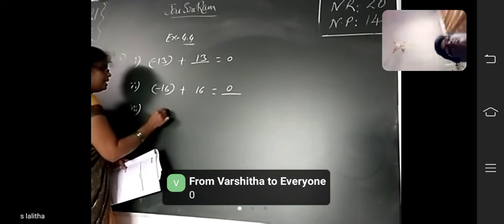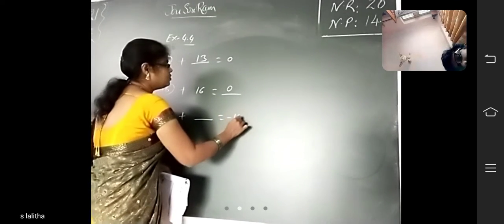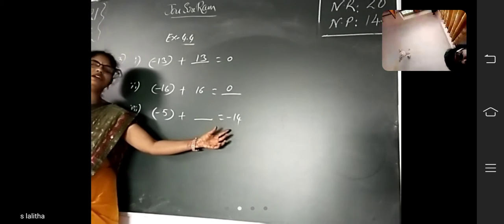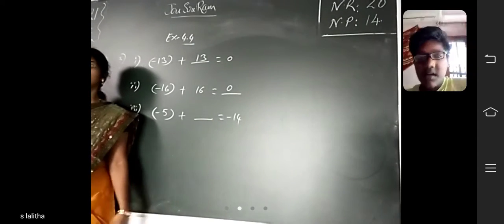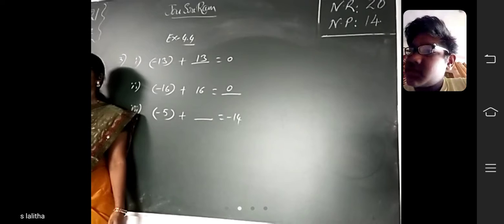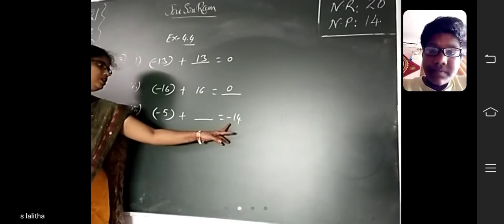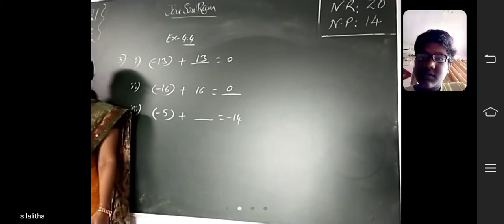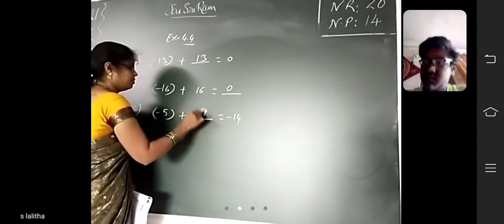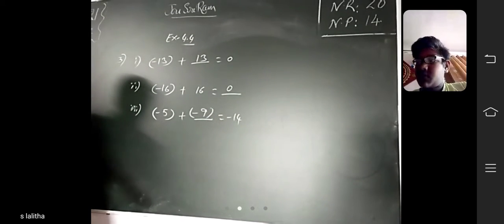Next. Minus 5 plus dash equal to minus 14. Which number should you add here? We will get minus 14. Here the answer is a negative number, so you should add a negative number. Which number? Yes, minus 9. Minus 5 plus minus 9, how much? Minus 14.